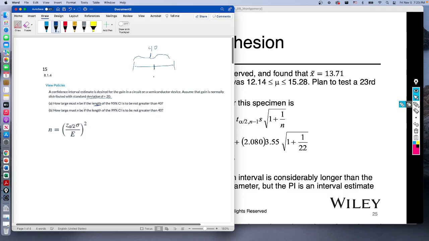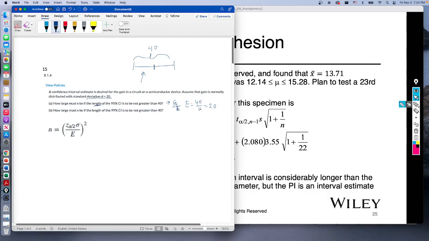So remember, we've got a number in the middle, we add to it and we subtract from it. So what we're really looking for is that the error is half of that length. In this case, it's not greater than 40. What we want to say is that E is equal to 40 divided by 2. So we want our error to be less than 20, because you're going to add it and subtract it from there, right? So E should be 20.